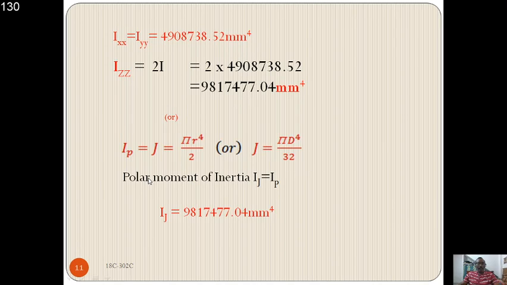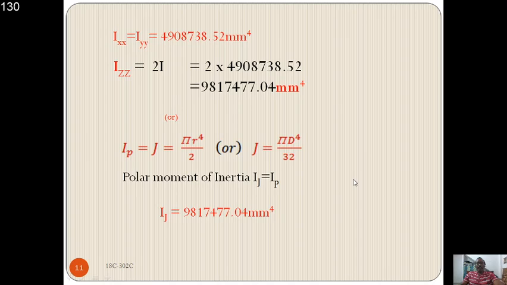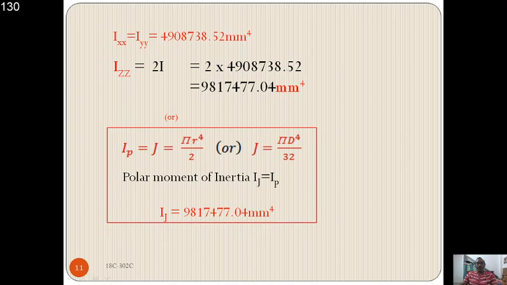Instead of having this much procedure, you can avoid it by simply substituting this formula. Simply substitute this formula to get the easy value.